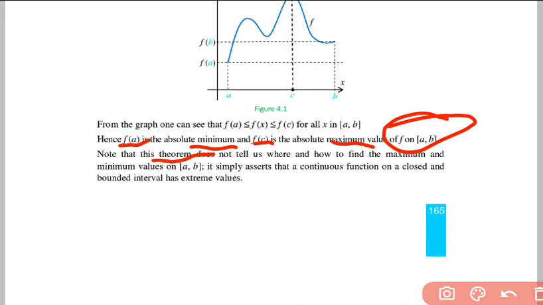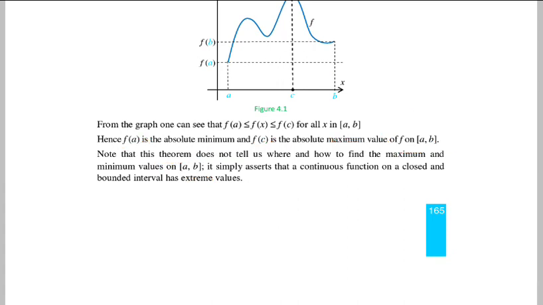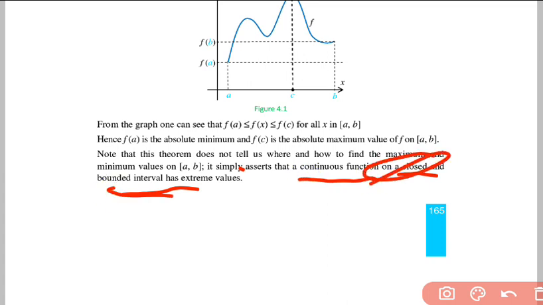Note that this theorem doesn't tell us where and how to find the maximum and the minimum value on the interval. It simply asserts that a continuous function on a closed and bounded interval has extreme values, both an extreme minimum and an extreme maximum together.